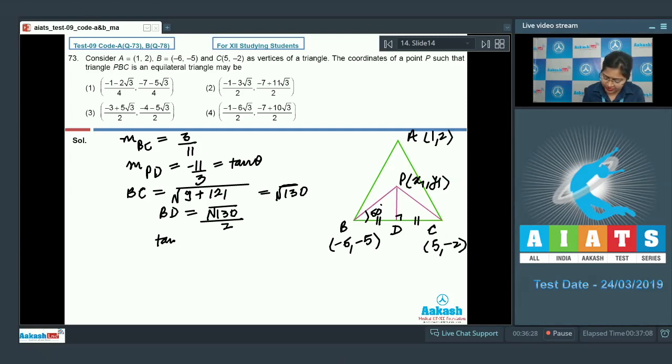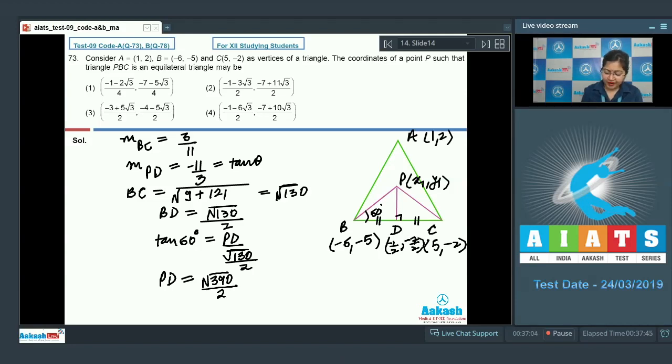So we can say that tan 60 degrees will be equal to PD upon BD, that is root 130 upon 2. So from here we get that PD is equal to tan 60, that is root 3, times under root 130 upon 2, that is root 390 upon 2. This is the length of PD. And we know the coordinates of D also because it is the midpoint. So it will be minus 6 plus 5 upon 2, that is minus 1 by 2, and minus 5 minus 2 upon 2, that is minus 7 upon 2.